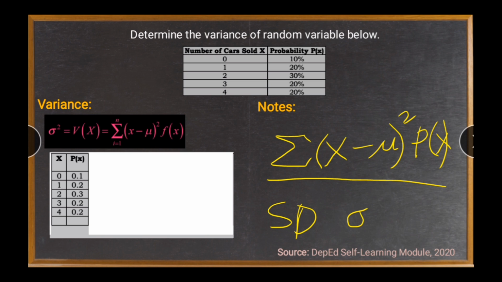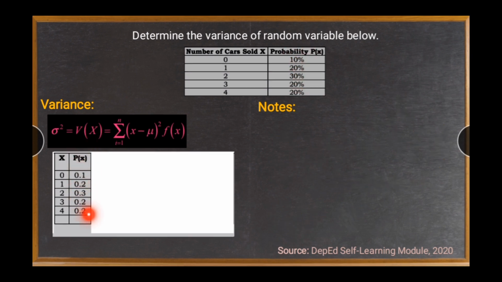So, first, you need to copy the random variable given, the 0 to 4, for your first column. For the second column, you will just copy the probability function. Just remember that you are going to convert this into decimal. So 10% is just 0.1, 20% is 0.2, 30% is 0.3, and then 20% is 0.2, and another 20% is 0.2.